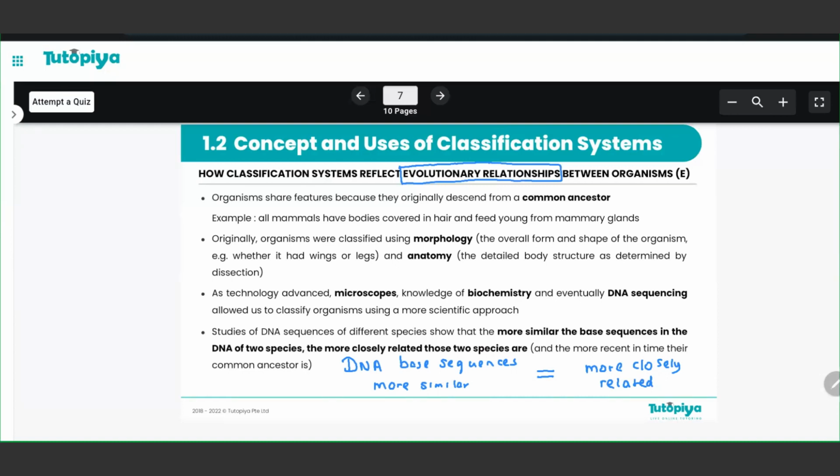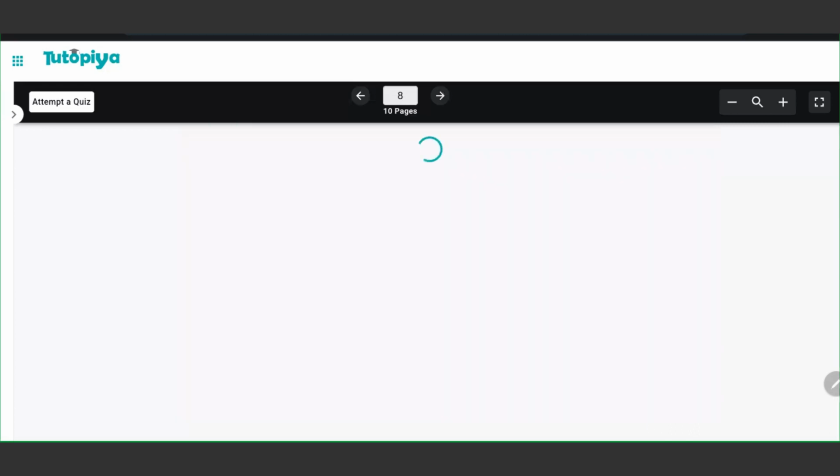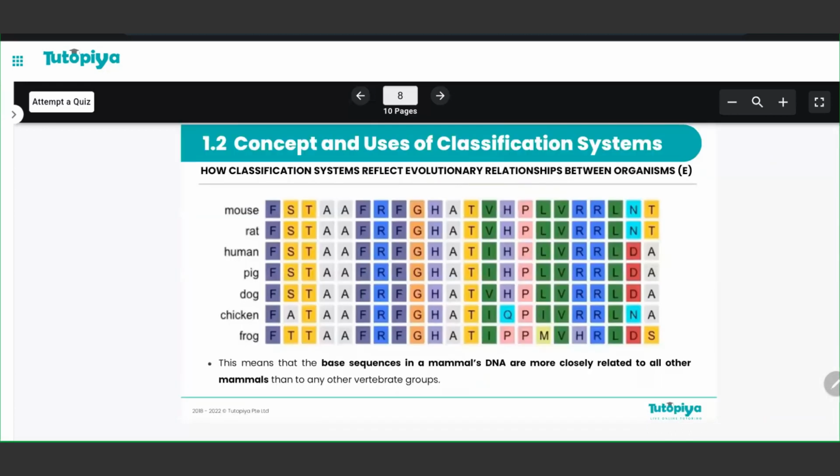That's what is being done now that technology has advanced and DNA sequencing of every organism is being done. So we consider these DNA-based sequences of every organism, and the more similar these DNA-based sequences are, we say that these organisms are more closely related to one another. All right. So let's take a look at an example, which is given here in the next slide.